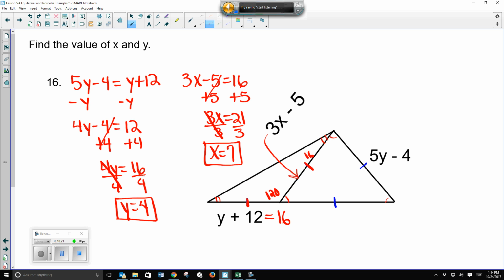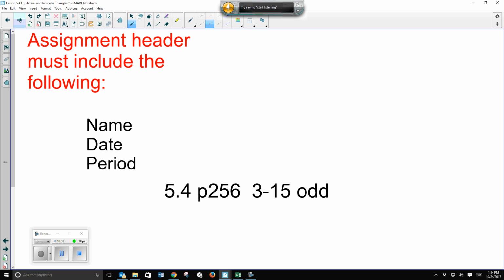So what is the name of the angle in an isosceles triangle that is different from the other two? Vertex angle. And then the two that are the same measure? Base angles. What is the side that's different from the other two? The base. And what do we call the sides that are the same length? The legs. So you have vertex angle, base angles, base, legs. Equilateral triangle, all of the sides are congruent, all of the angles are. And what are the measures? 60 degrees.